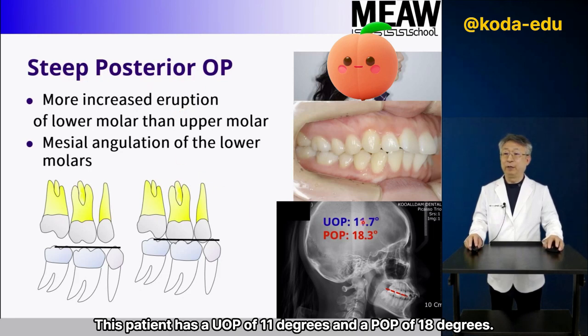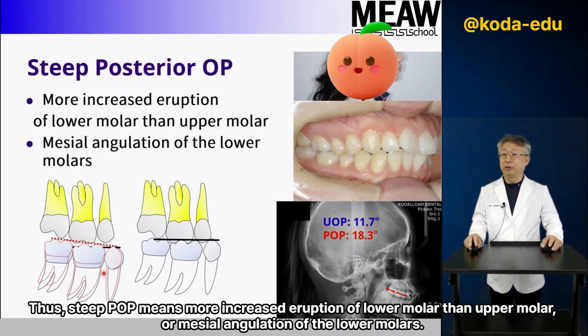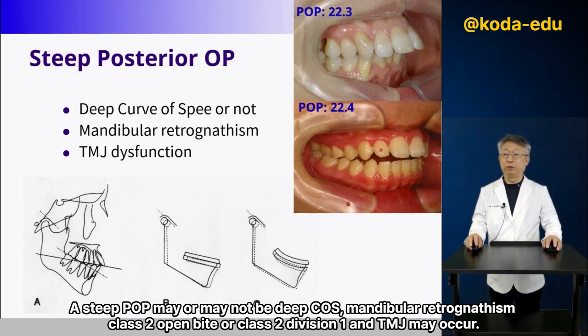What is the meaning of the steep POP that is mainly observed in class 2 malocclusion? This patient has a UOP of 11 degrees and a POP of 18 degrees. If the POP is over 15 degrees, it is called a steep POP. Thus, steep POP means more increased eruption of lower molar than upper molar, or mesial angulation of the lower molars. A steep POP may or may not be accompanied by deep COS, mandibular retrognathism, class 2 open bite or class 2 division 1, and TMJ problems may occur.